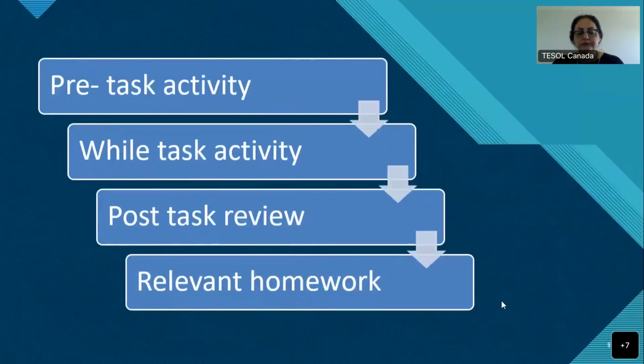Good. Now, back to pre, while, post, the stages for teaching. Right now, let's focus on intensive reading, okay? The reading that they have in their course books, academic reading. So pre, while, post. What's the purpose of pre? What do you do in the pre-task activity? Can you tell me the steps?